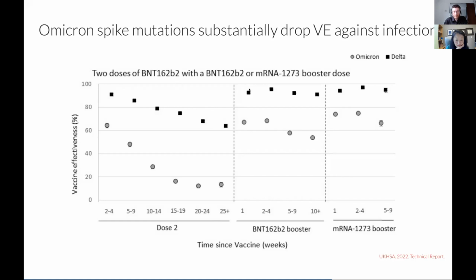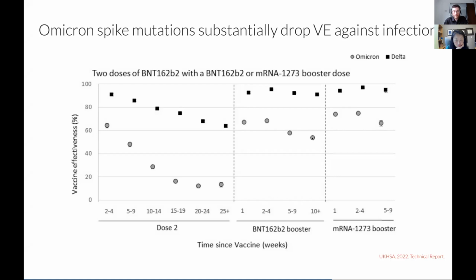We see that a booster restores this, as we all remember. But if we look at Omicron, of people that were, quote, fully vaccinated, we only had a 10 or 15% vaccine effectiveness against symptomatic infection. Boosters restored this to a large degree, but not perfectly. 10 weeks out from booster dose, we're at 50, 60% effectiveness against symptomatic infection.